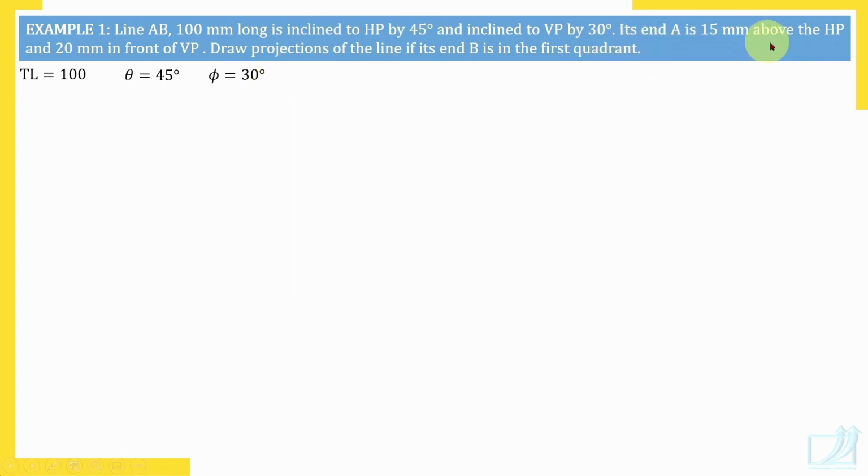End A is 15 mm above HP and 20 mm in front of VP. There are infinite points on the line. But there is one point on the line, that is end A, whose position from HP as well as VP we know. The point whose position from both the reference planes is given or known, such a point is the reference point, also called the fixed point. So end A is 15 mm above HP and 20 mm in front of VP.